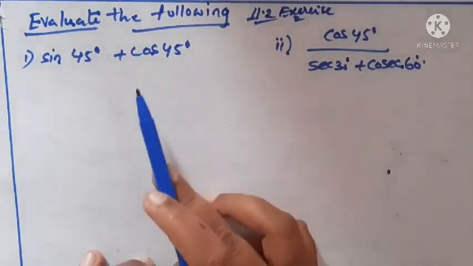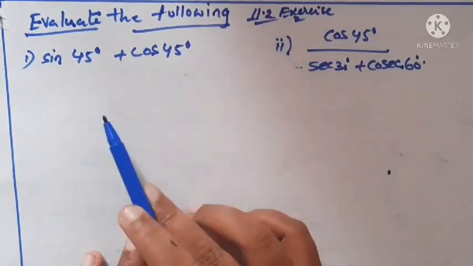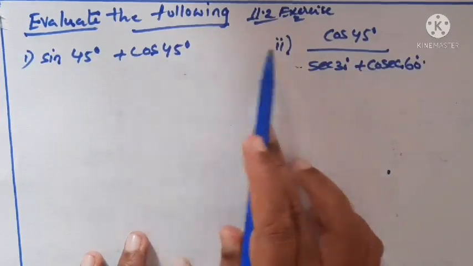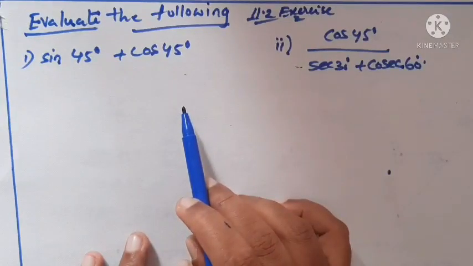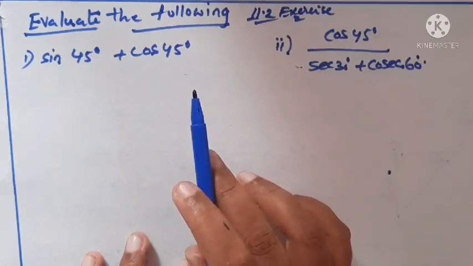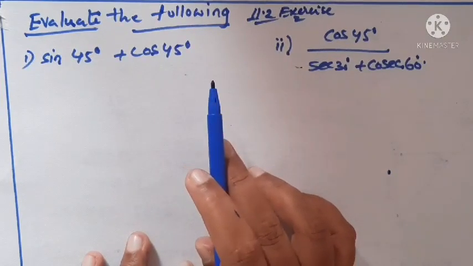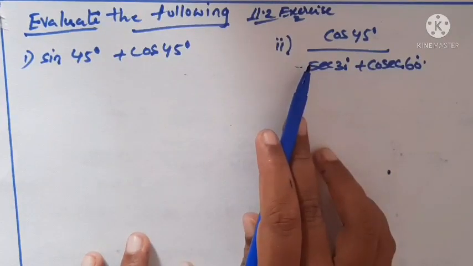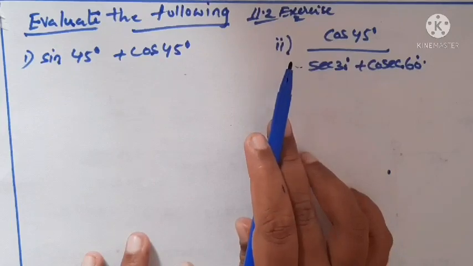Now we have to take two problems from exercise 11.2. Okay, before you go on to solve these problems from exercise 11.2, we have to learn each and every value of the trigonometric ratios for some specific angles. These problems depend on the table values of the trigonometric ratios for some specific angles. This is very, very important.